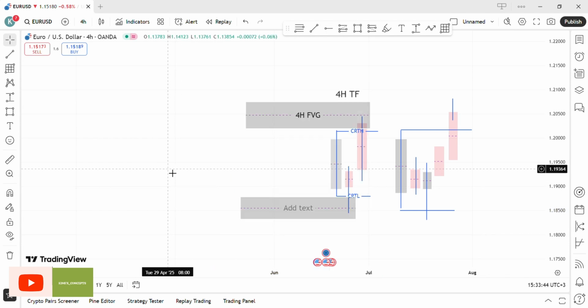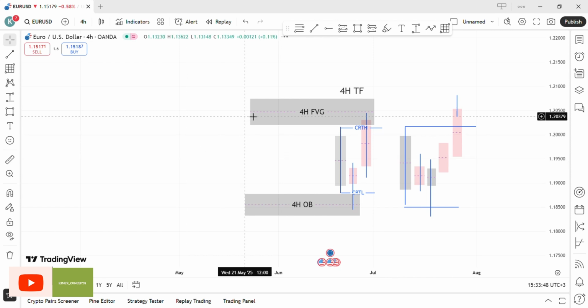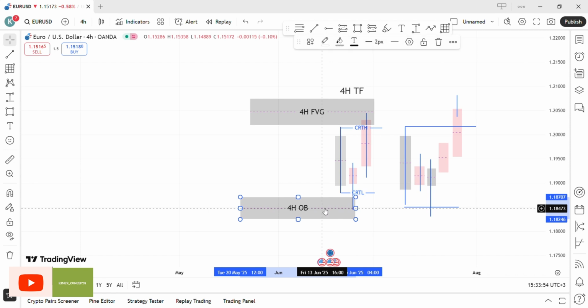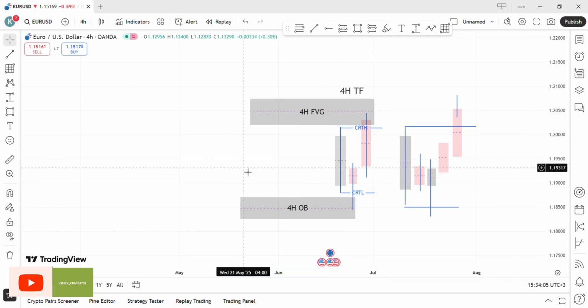And the bias is bullish. On a bullish bias, we have a 4 hours fair value gap above the CRT high. We have the 4 hours order block below the CRT low. So this is how we go about it. Now, once you have identified your CRT high, lows, and the points of interest above and below, you wait for something known as the sweep or the turtle soup.